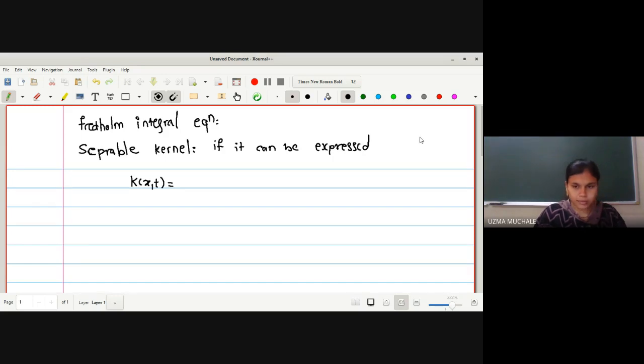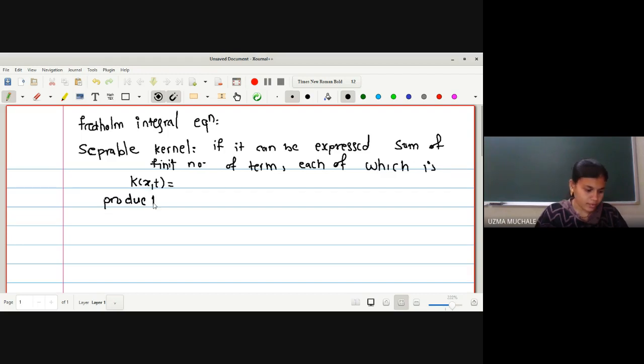a sum of a finite number of terms, each of which is a product of a function of x only and a function of t only. Yes. Can anyone explain me?